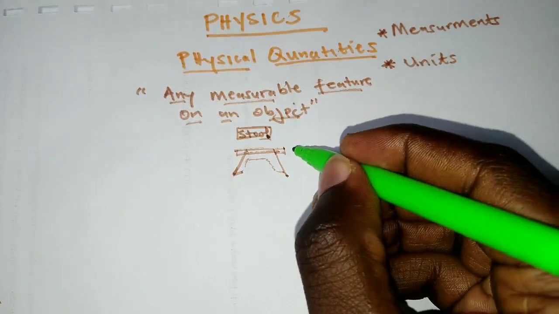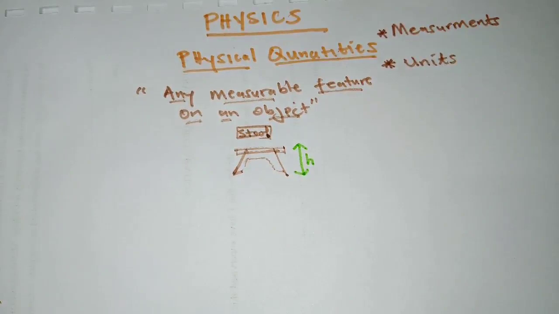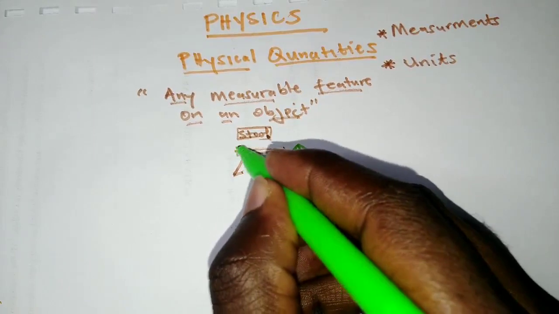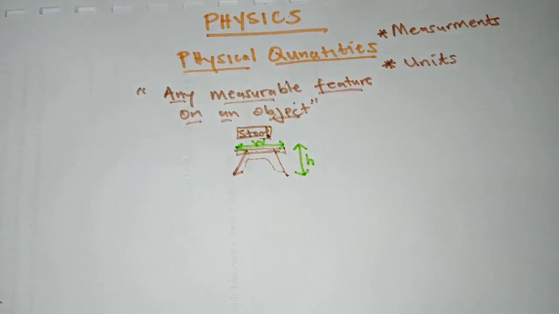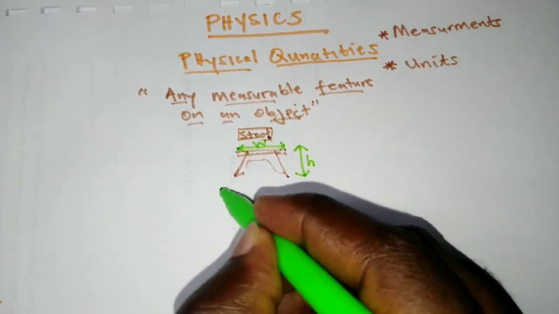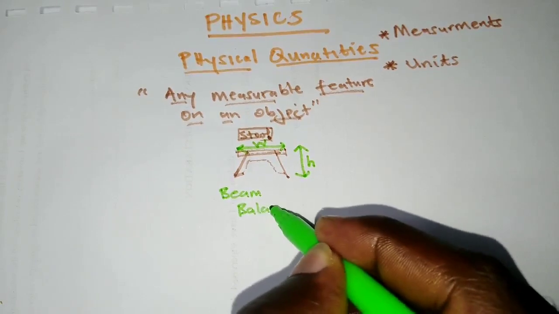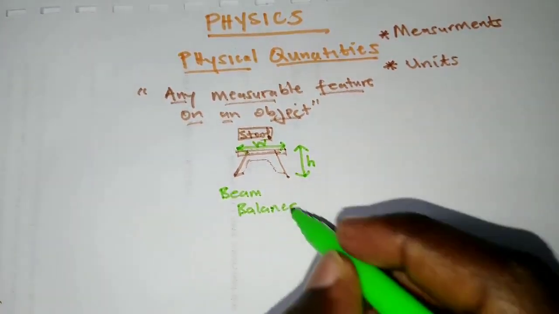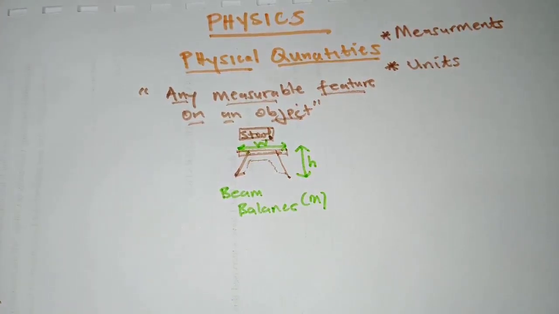First thing, you're going to measure its height. The other thing you can measure is the width, how wide it is. Another thing you can measure is how heavy it is. You can put it on a beam balance and measure its mass. All these things that we are measuring here are what we call physical quantities.